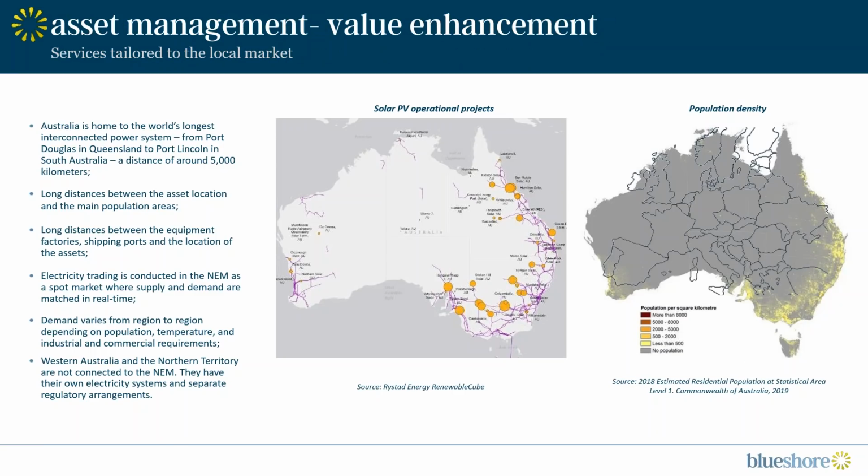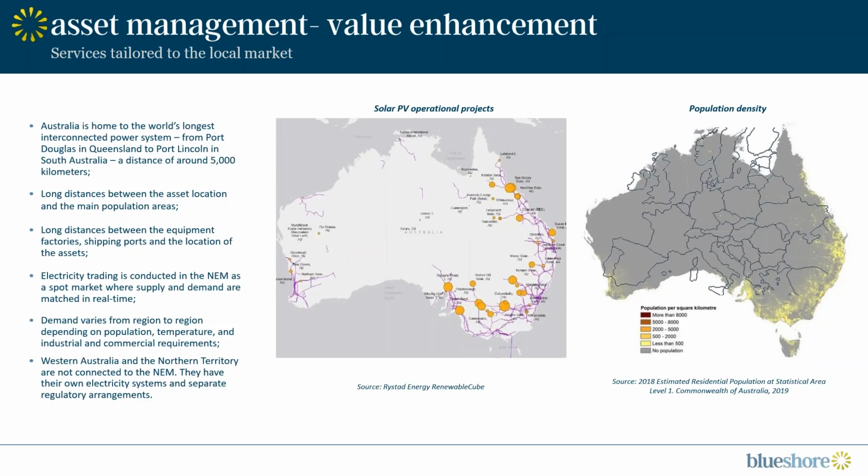So focusing now on Australia and its energy market, I think it's worth highlighting a series of facts that affect the way projects are operated in Australia. First of all, I think we need to talk about dimensions. We need to bear in mind that Australia has the world's longest interconnected power system, as opposed to the transmission networks in Europe, where they tend to be meshed and of far higher density. Also, the assets are located far away from the main population areas, equipment factories, and shipping ports. This makes manpower and equipment resourcing far more difficult than in other parts of the world.